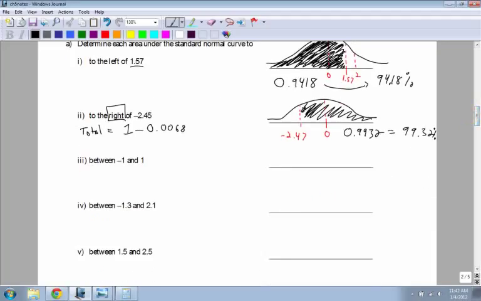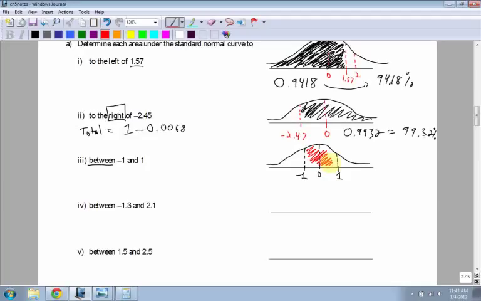Next one, between. Okay, now this is even different. So here's my curve, my 0, and I want between -1 and +1. I want just the area between here.